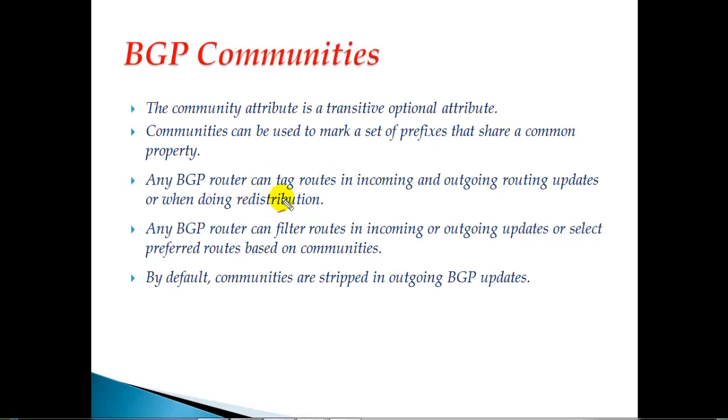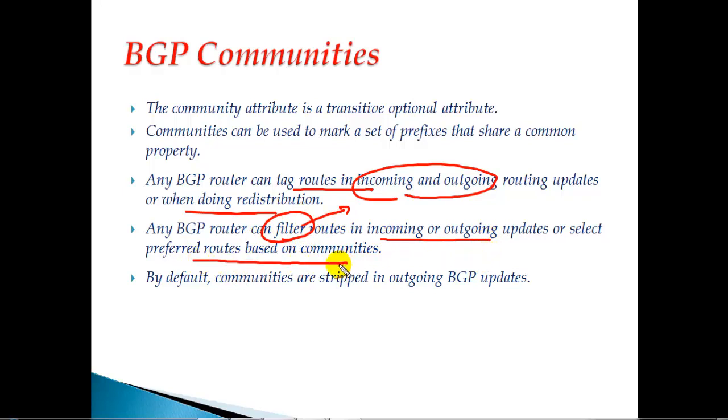Here you can see any BGP router can tag the routes. It can be on incoming or outgoing routing updates, or you can also do it at the time of redistribution. You can also filter the incoming routing updates and select preferred routes based on the community values.